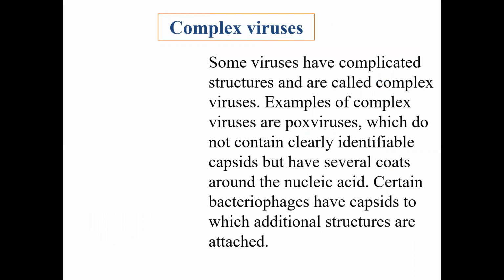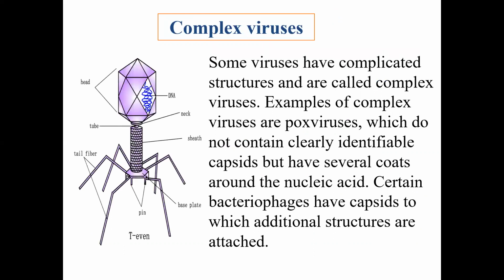Some viruses have complicated structures and they are referred to as complex viruses. So for example, pox viruses, where you cannot identify the capsid because they have several coats around the nucleic acid. And there are other bacteriophages that have capsids and additional structures within them. So there are still a lot of unknown viruses that have not been determined as yet, they have not determined the genome as yet. So for example, although we had coronavirus or COVID-19 around for a longer period of time, because it may not have caused human infections, we were not aware of its exact structure until now.